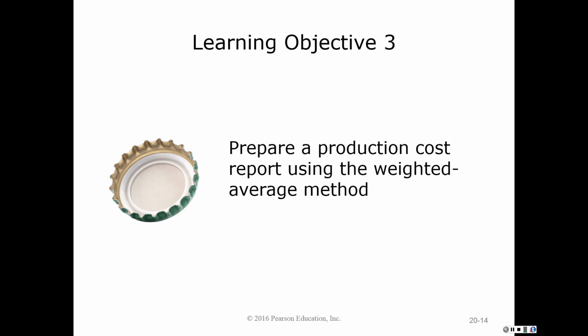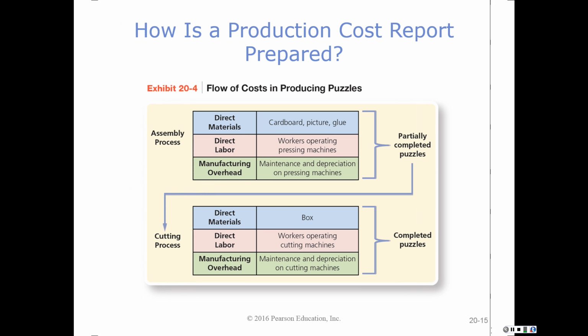Learning Objective 3 walks us through how we use a production cost report and the weighted average method of accounting for inventory cost to track cost through the process costing system. Okay, so let's take a look at how that happens.